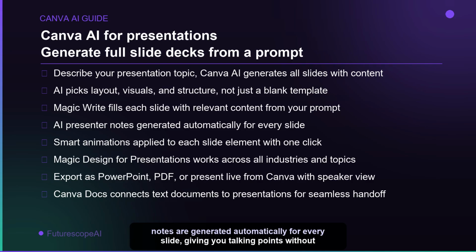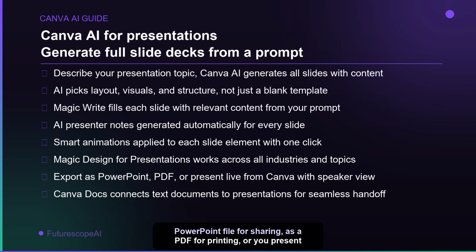Presenter notes are generated automatically for every slide, giving you talking points without additional effort. Smart animations apply motion to each slide element without needing to configure timing or easing manually. The finished presentation exports as a PowerPoint file for sharing, as a PDF for printing, or you present live from Canva with a built-in speaker view that shows your notes. For teams that produce a lot of presentations, Canva Docs lets you connect a written document to a presentation so the slide deck updates as the document evolves.